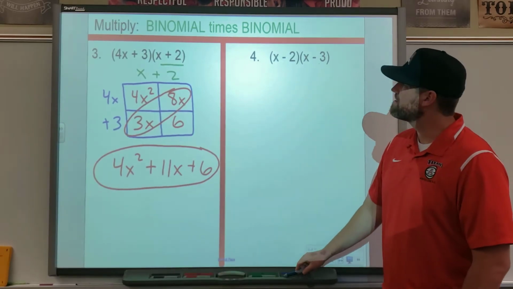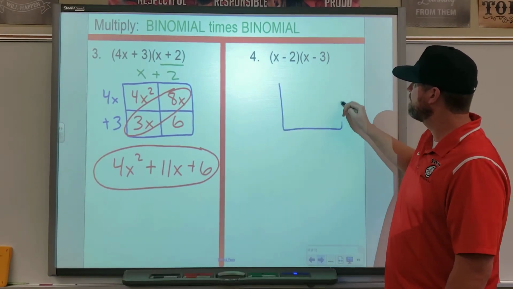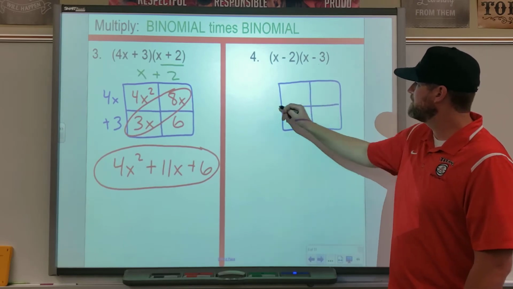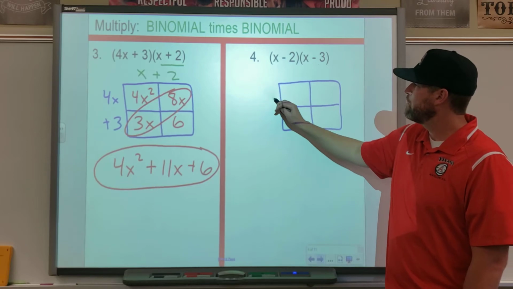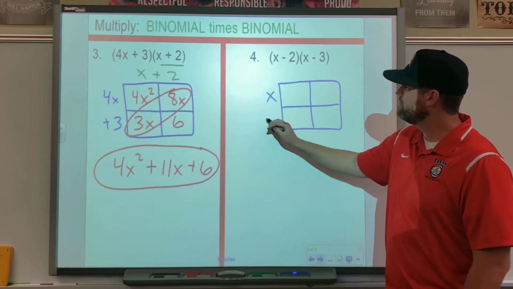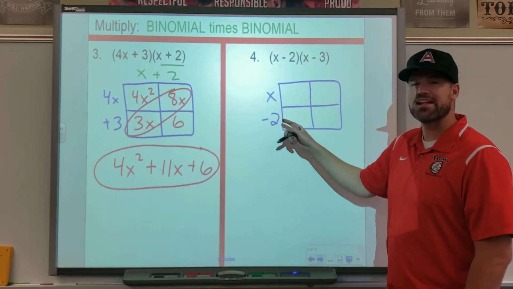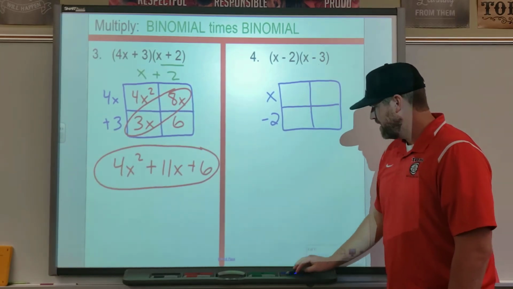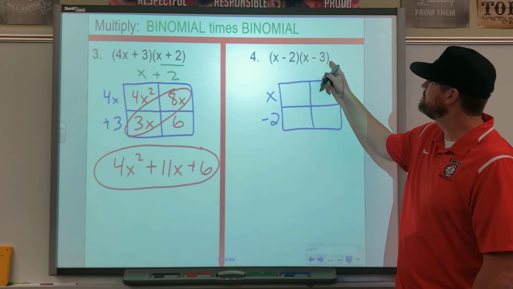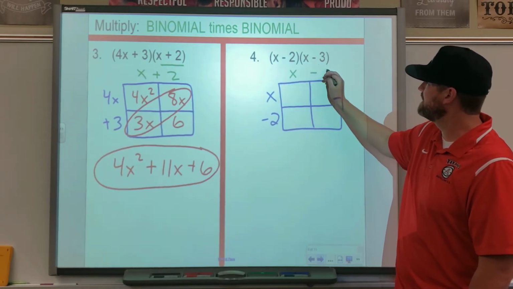All right, let's go ahead and set this one up here. It's going to be a 2 by 2 because both of these have 2 terms. When I put my minus 2, I personally like to put the minus right next to the 2 so I don't forget to make that a negative 2 when I multiply. And then my second binomial is x minus 3.